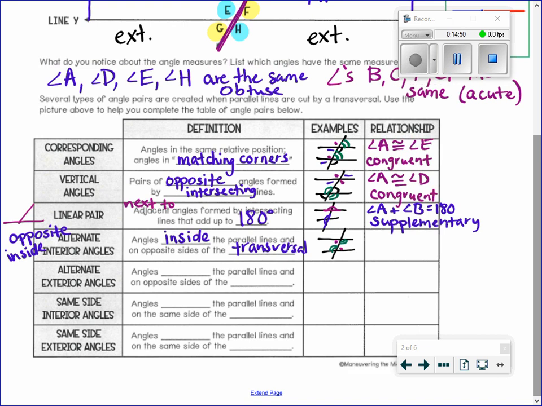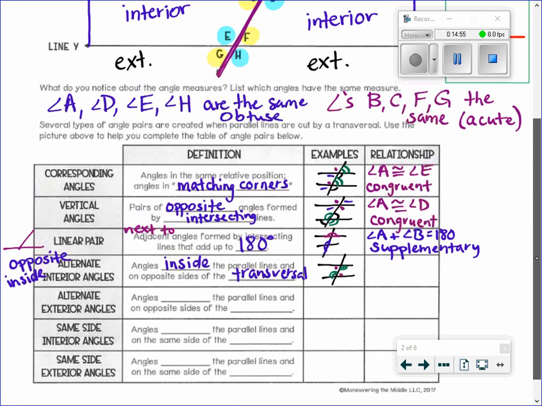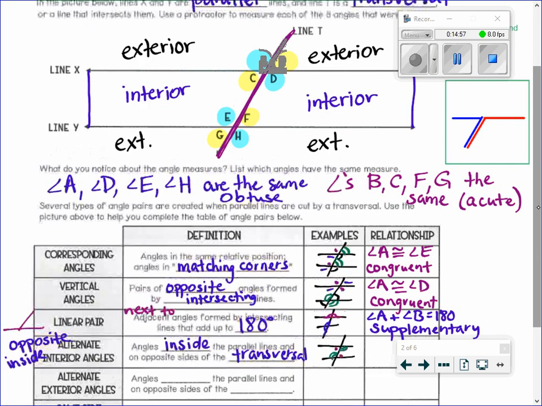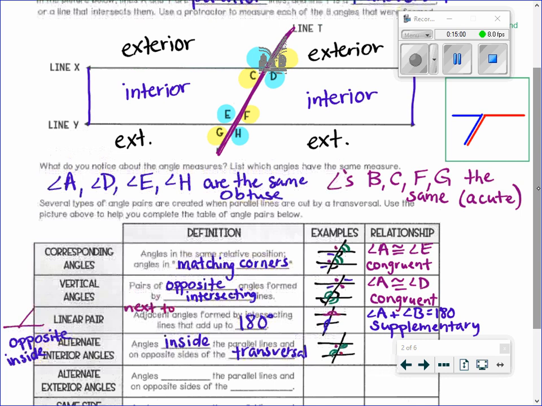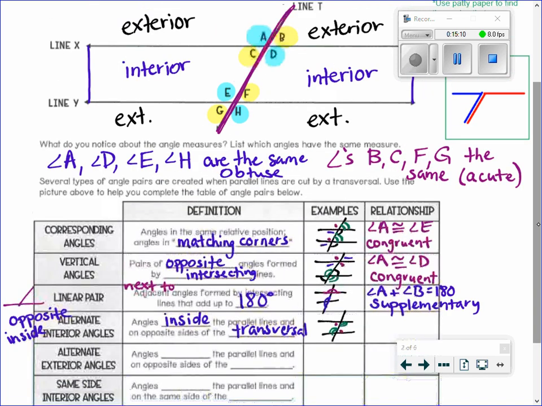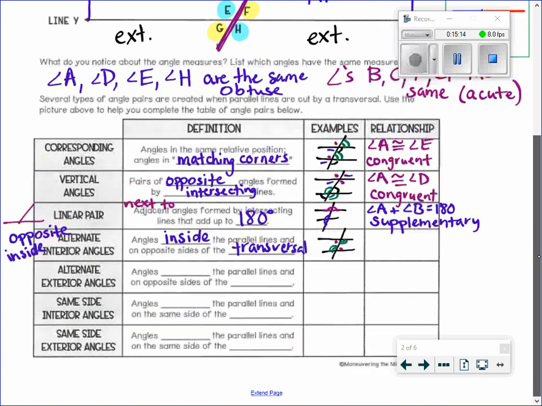Alternate interior. So A is not going to be part of that alternate interior, but I know C is. What is C alternate interior from? C is alternate interior from F. And are C and F the same color or different colors? The same. So angle C is congruent to angle F. They are congruent.